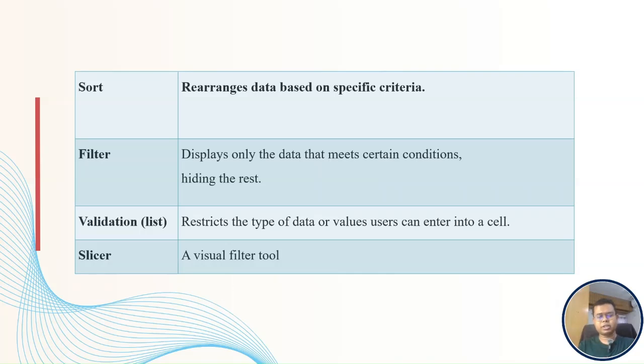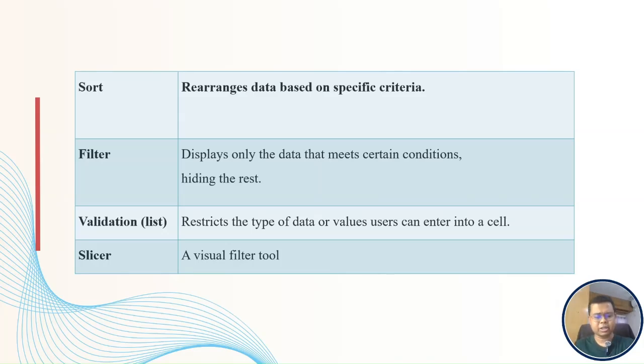Validation restricts the type of data or values a user can enter into a cell. So maybe in a cell you would not like to show some invalid data. To make it more reliable, more valid, you can use the validation function or list. On the other hand, slicer is one type of filter, but the previously discussed filter you need to do manually, while slicer is a visual presentation of filter. So it's all about sort, filter, validation, and slicer.